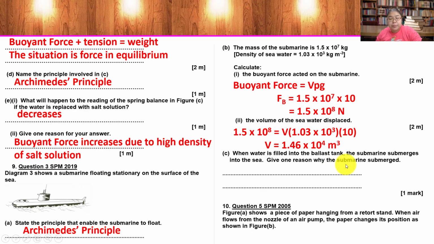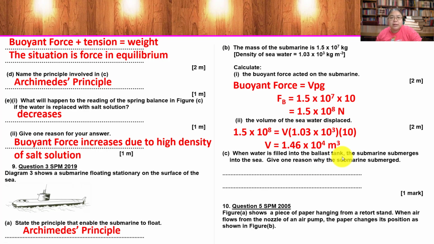Something submerged means sinking. Sinking means the weight of the object is surely bigger than the buoyant force. So that's why they can submerge into the water or into the sea. For this question, we must know, when you add the ballast tank, what's the function of the ballast tank?